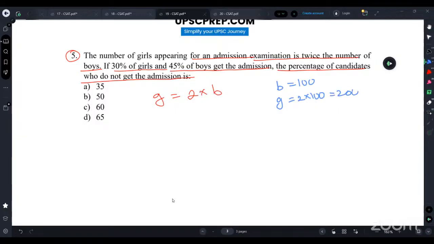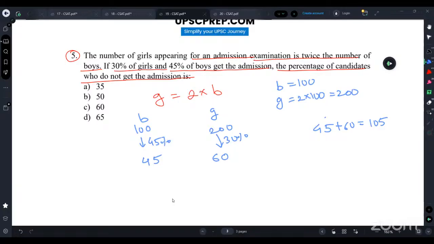200 will be girls. See now, out of these 100 boys, 45% are getting admission, right? So 45 boys will get the admission. Now let's talk about girls. So you have 200 girls, 30% of the girls are getting admission. So 30% of 100 is 30 and 30% of 200 will become 60. So how many guys are getting admission? Those getting admission are basically 60 plus 45. That will be 105 only.